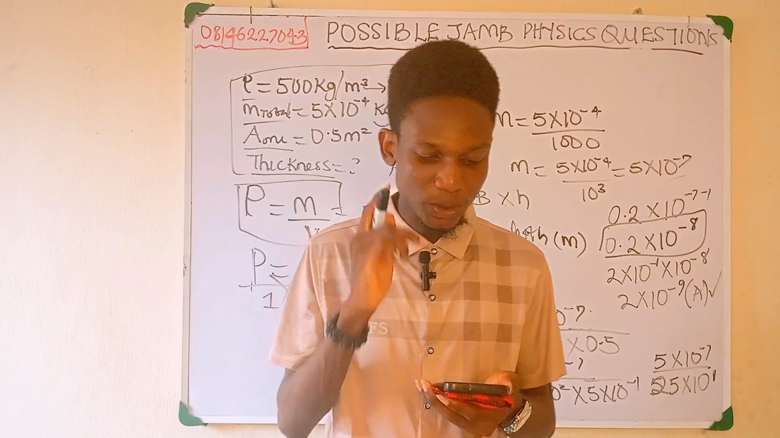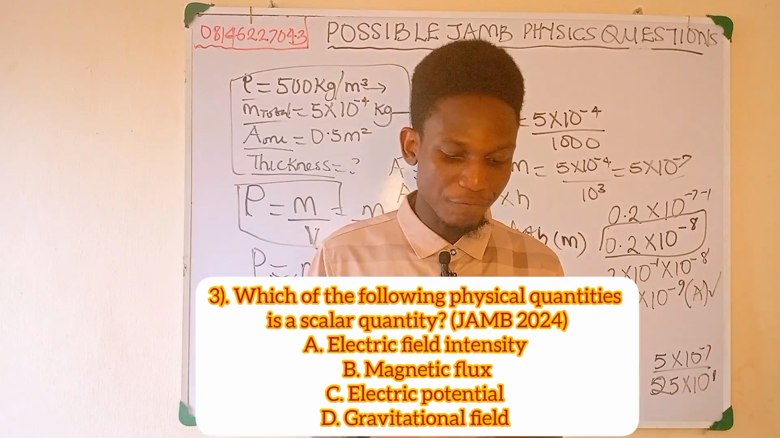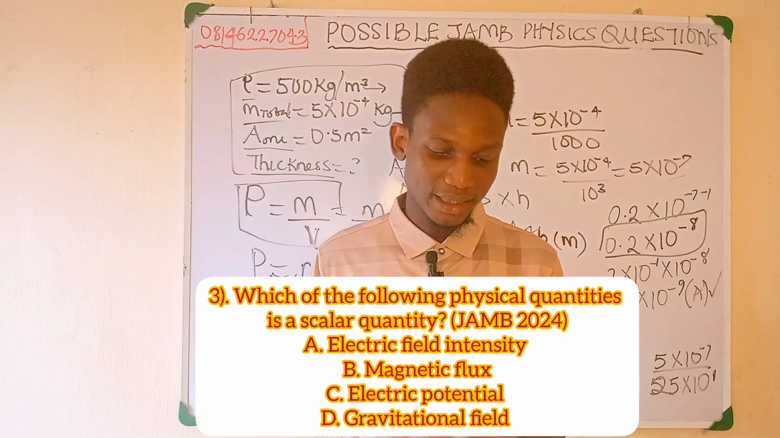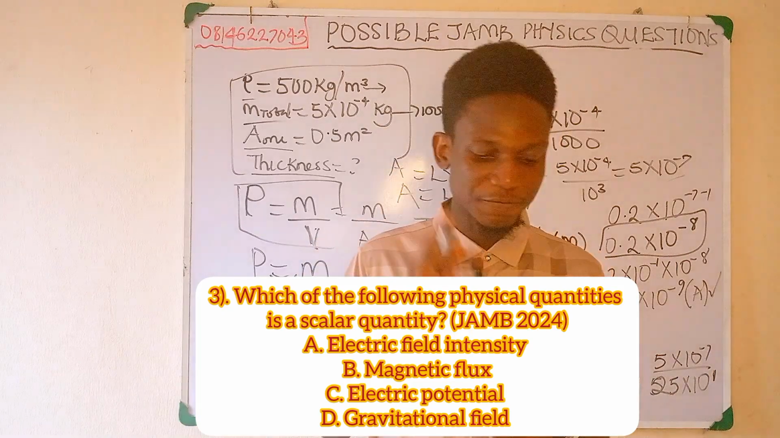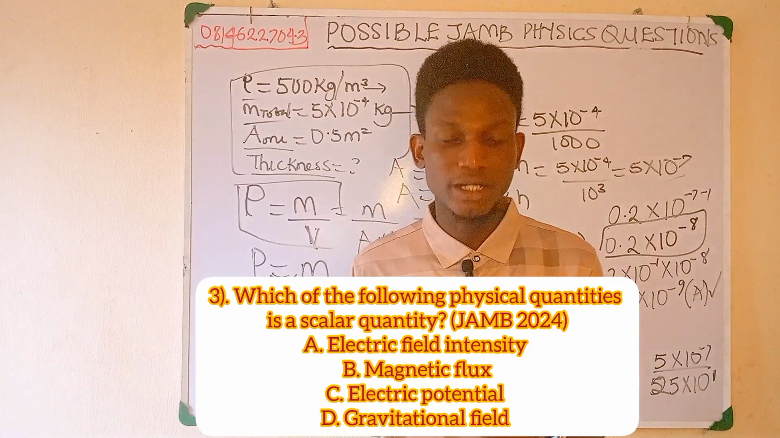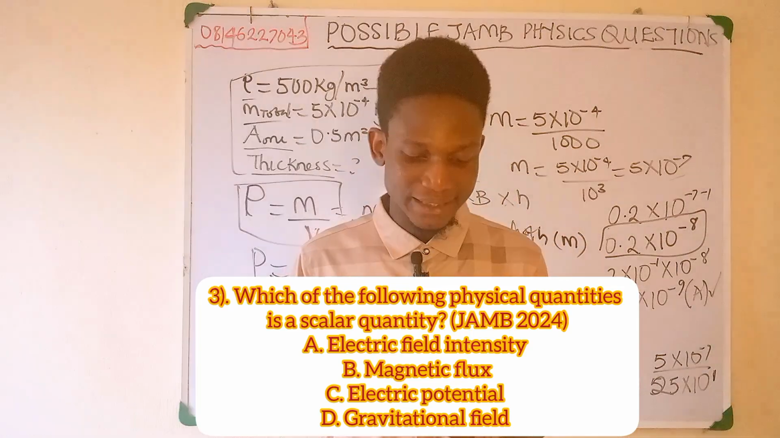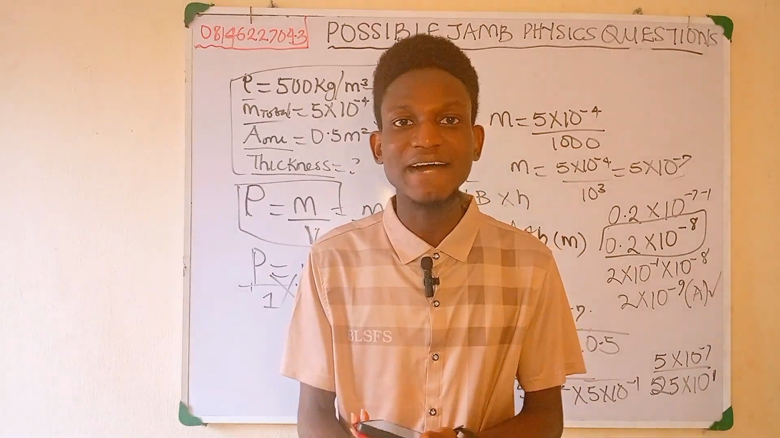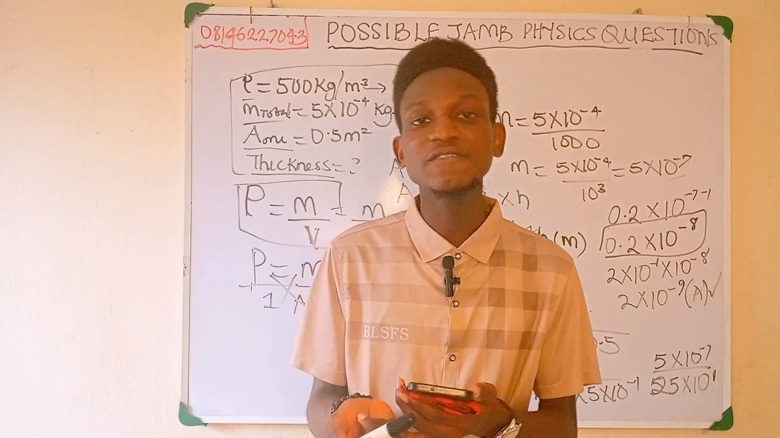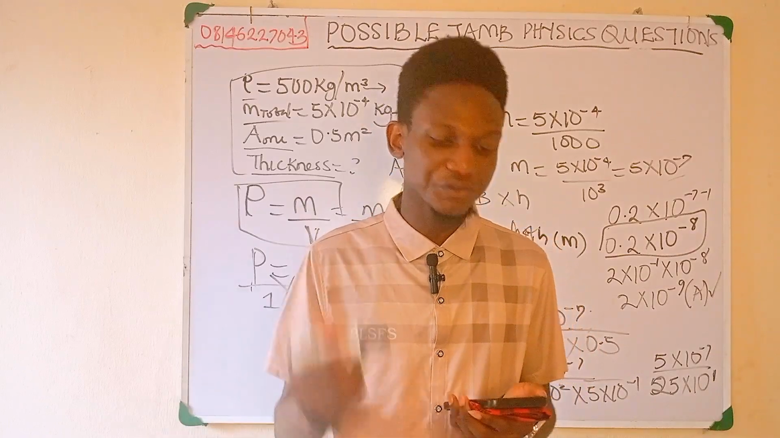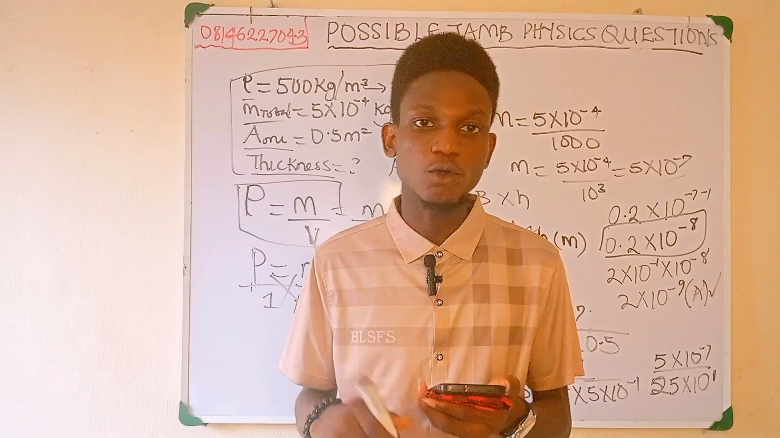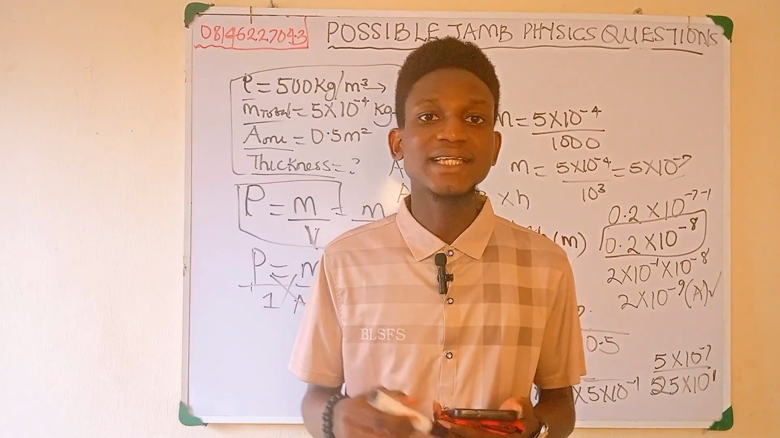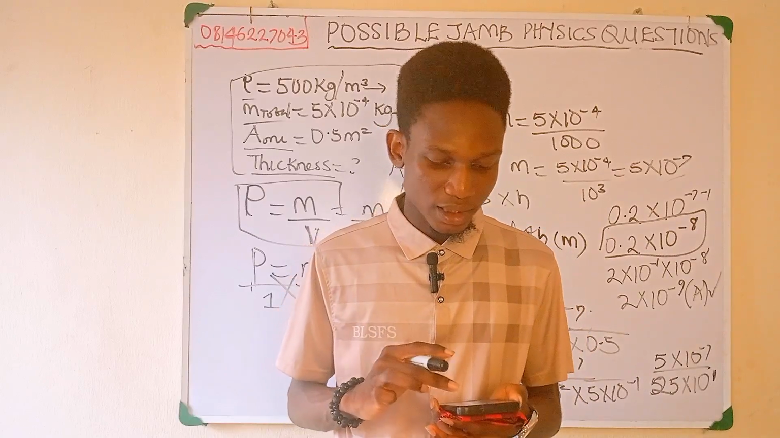Hope you understand. The next question says, which of the following physical quantities is a scalar quantity? This is a JAMB 2024 question. The first option says electric field intensity, and that's very wrong. It's a vector quantity. All intensities are vector quantities. Magnetic field intensity is a vector quantity, electric field intensity is a vector quantity, and magnetic flux is a vector quantity. Please take note.